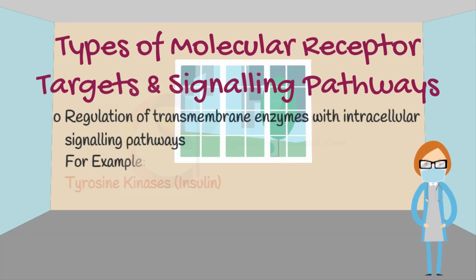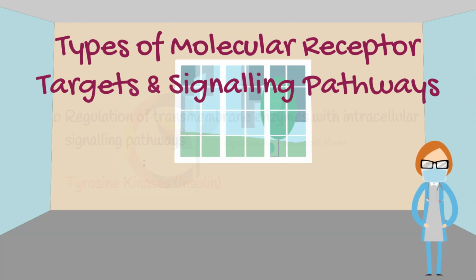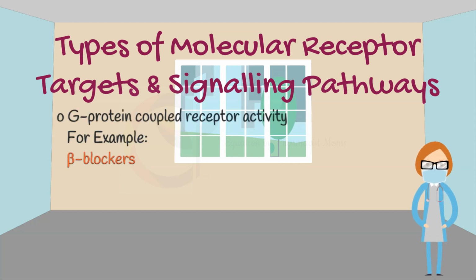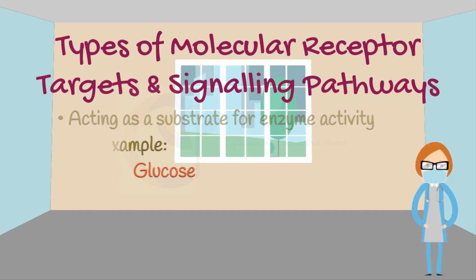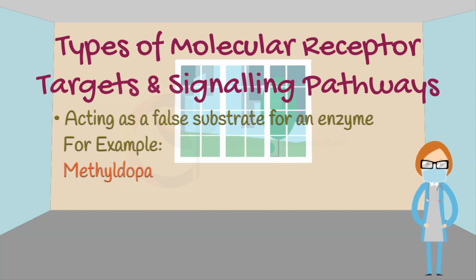Regulation of transmembrane enzymes with intracellular signaling pathways, for example, tyrosine kinases, which are insulin receptors. G-protein coupled receptor activity, for example, beta blockers. Acting as a substrate for enzyme activity. For example, oxygen, glucose. Acting as a false substrate for an enzyme. For example, methyldopa.